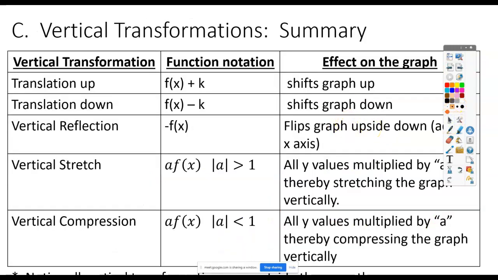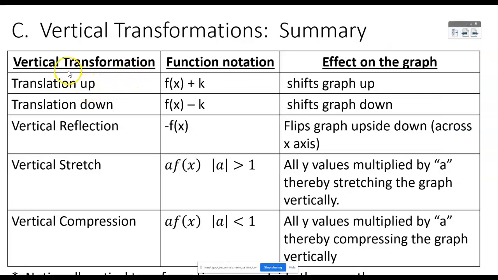And here's a summary of those transformations. So these are all verticals. So a translation up is what happens when you take your function and you add a number to it. A translation down is what happens whenever you take your function and you subtract a number from it. A reflection is what happens whenever you put a negative or multiply your function by a negative. And what that looks like is it flips your graph upside down across the x-axis.